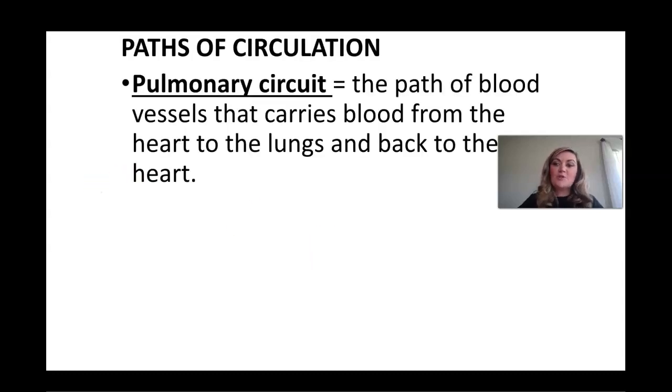With the paths of circulation, you're going to have two paths that the blood travels through within the body. The first path we're going to discuss is referred to as the pulmonary circuit. This is where the path of blood vessels carries the blood from the heart to the lungs and then back to the heart.